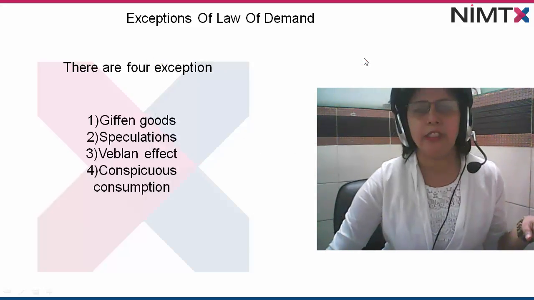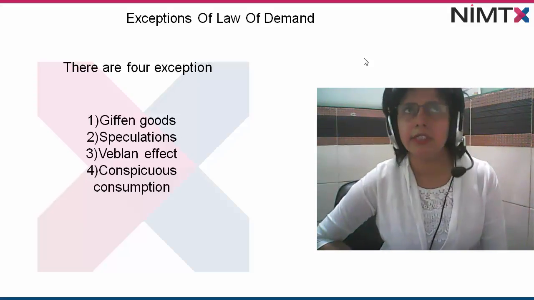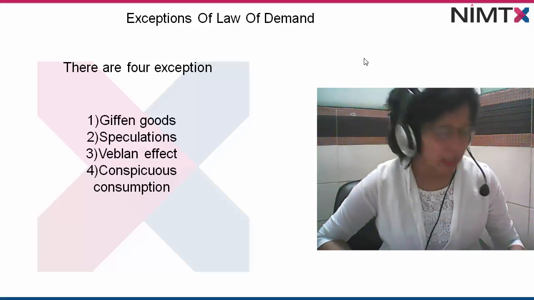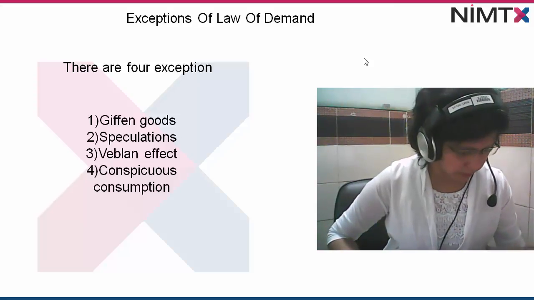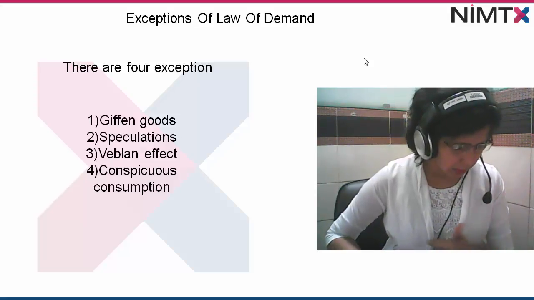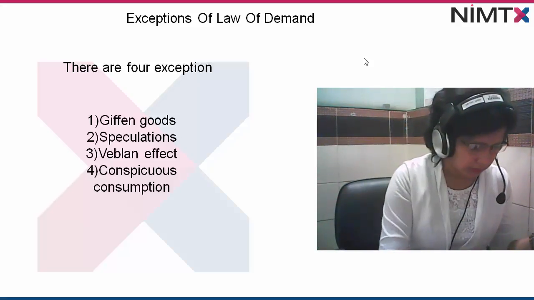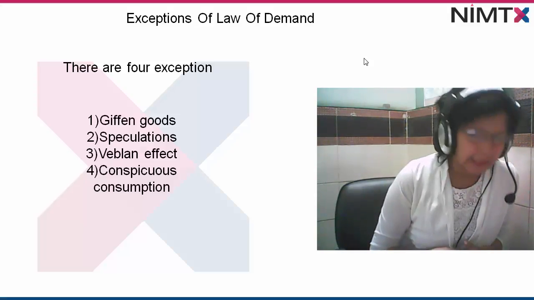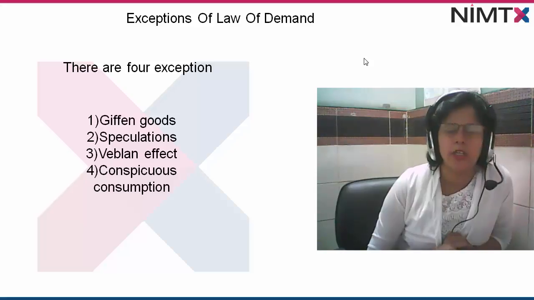They just go and purchase that product, even if the prices are higher or lower. Got it? Then you can say the third is the Veblen effect. Veblen effect, basically, that is consumption, that is an exception in the law of demand.